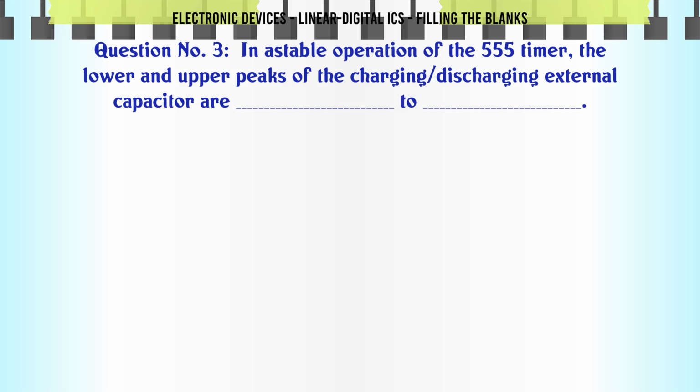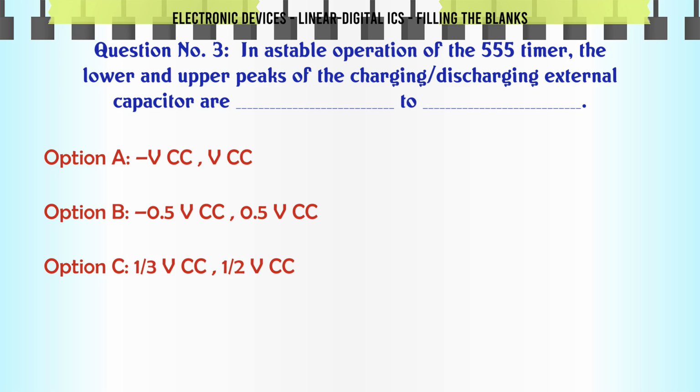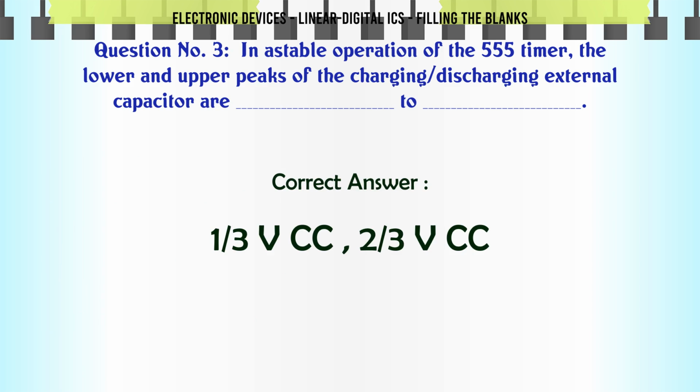In astable operation of the 555 timer, the lower and upper peaks of the charging-discharging external capacitor are: A, VCC and VCC; B, 0.5 VCC and 0.5 VCC; C, 1/3 VCC and 1/2 VCC; D, 1/3 VCC and 2/3 VCC. The correct answer is 1/3 VCC and 2/3 VCC.